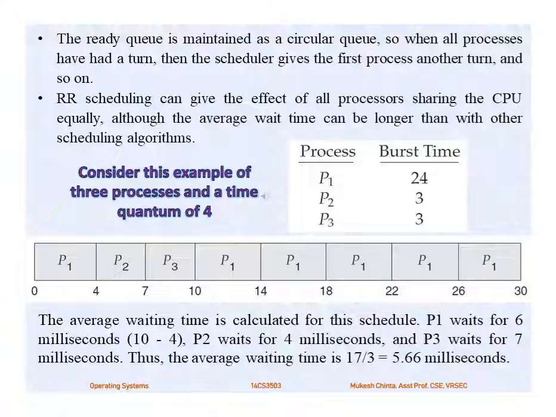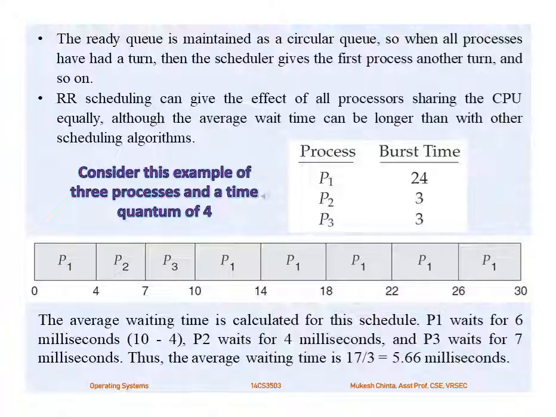The process and burst times are given here. P1, P2, P3: 3 processes are waiting for execution and the burst times are 24, 3, 3. Here is an example of 3 processes, and the time quantum given is 4. So P1 is required, the time quantum is 4, so that's why 24 minus 4.